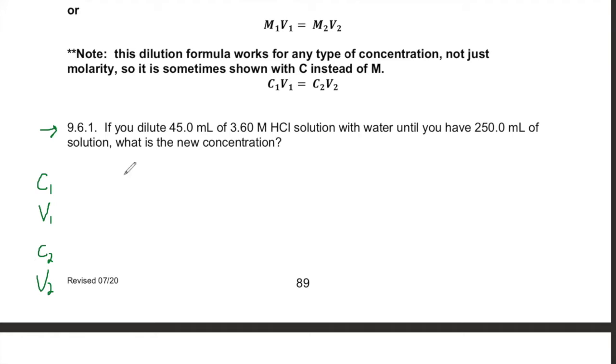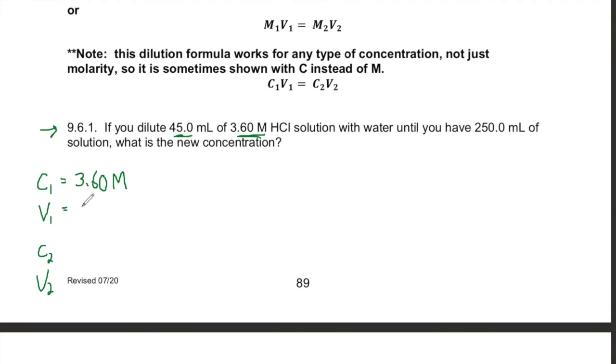So we have a situation where we have 45 milliliters of a 3.60 molar hydrochloric acid solution. So these two go together. These are the same situation. You don't have 250 mL of the 3.60 molar solution, you have 45 milliliters of it. So it doesn't matter if you make these both 1 or if you make them both 2, as long as you put them both together.